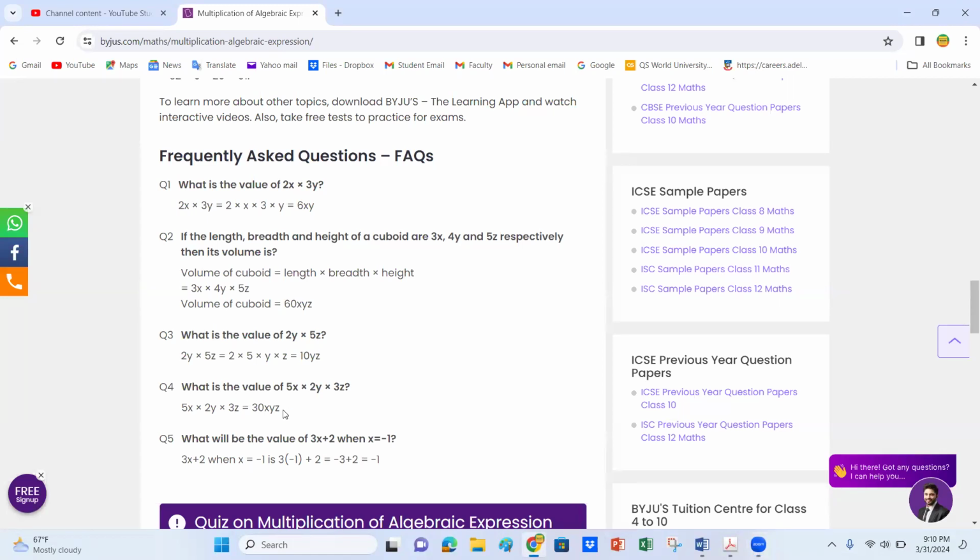So I will also write it. Okay, similarly 5x, 2y, 3z, then 5 multiplied by 2y multiplied by 3. So 6 5s are 30, 30xyz.